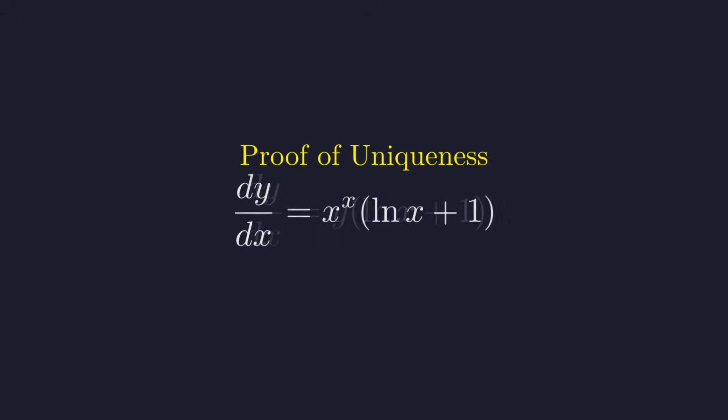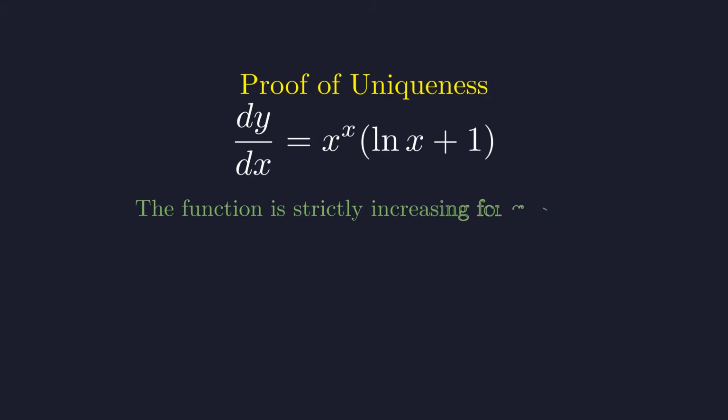And there's our derivative. For positive x, x to the power of x is always positive, so the sign of the derivative is determined by the term natural log of x plus 1. This means our function rises steadily for all x greater than 1 over e. Therefore, it can cross the horizontal line y equals 10 exactly once, confirming our solution's uniqueness.